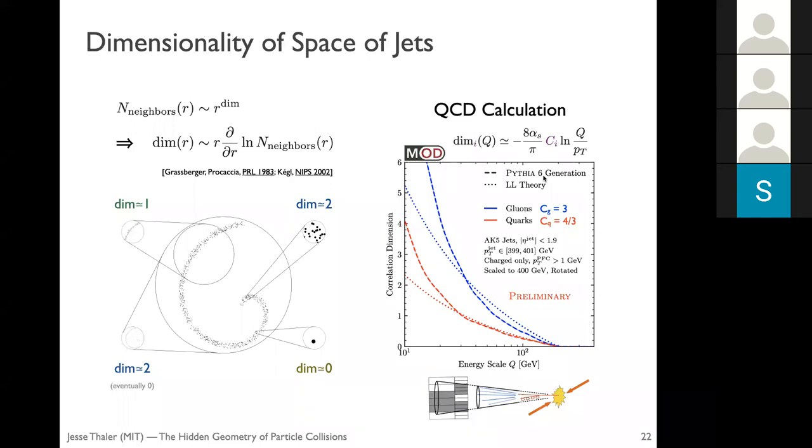So this is an interesting way of thinking about RG flow, but an RG flow as defined by a dimensionality induced by this energy mover's distance.